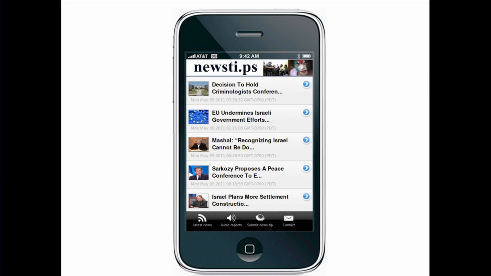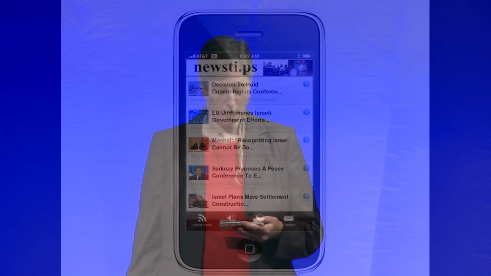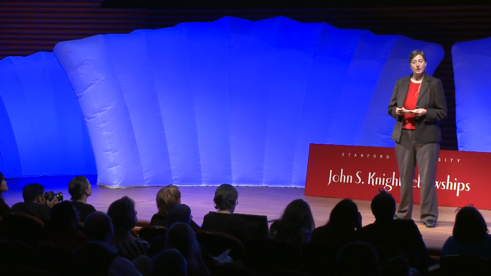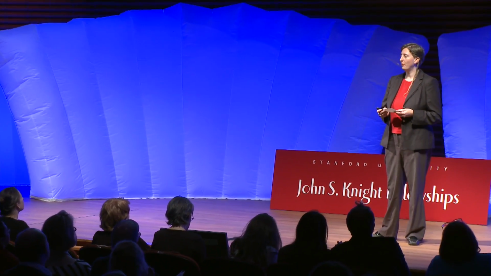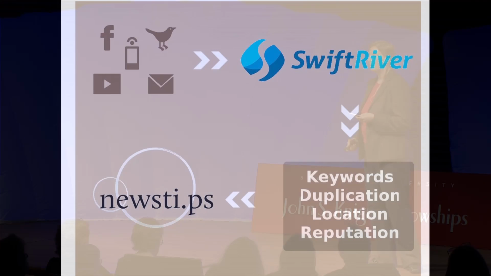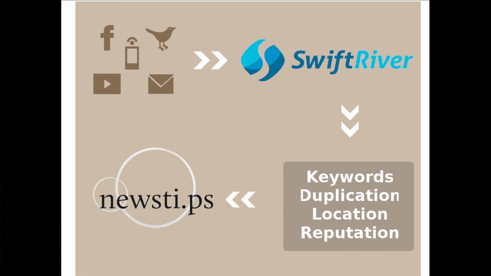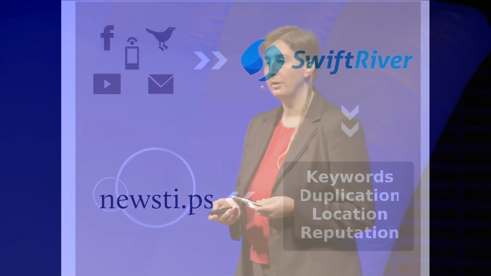News Tips provides the means for citizen reporters to submit their news stories, which are then run through a system of verification and posted on a newswire that's accessible to news outlets around the world. To do this, we're using a newly developed software called SwiftRiver, which pulls a stream of data from Twitter and other sources, organizes it in a database, and then checks for keywords, duplication, location, and reputation. And that news tip is then sent to reporters in the field.